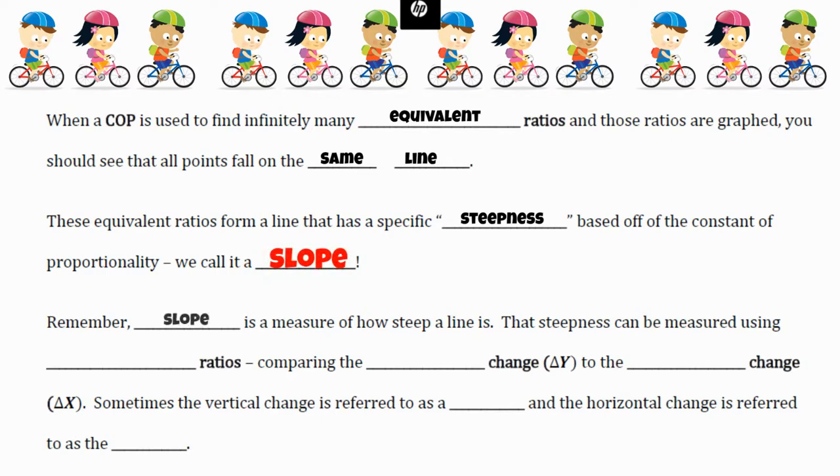Remember, slope is a measure of how steep a line is. That steepness can be measured using equivalent ratios. When we set up the ratio, we are always comparing the vertical change, which is the change on the y-axis going up and down, to the horizontal change, which is the change on the x-axis going from left to right. You may hear the vertical change referred to as the rise because you're going up and down, and the horizontal change referred to as the run, running left or right.